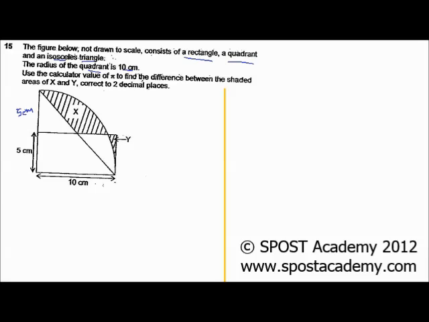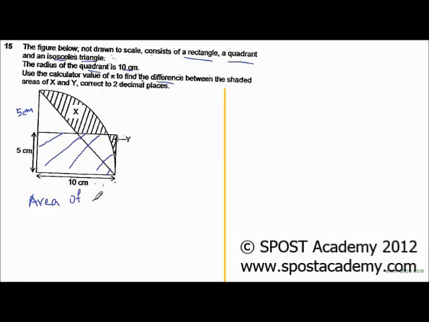When we have questions that ask for difference, we will use the area of the quadrant minus the area of the rectangle. However, if we use the area of the quadrant minus the area of the rectangle, we are only getting rid of this part here. So the difference is actually one more part, which is here, plus x minus y. So let's start off by looking at the area of the quadrant.